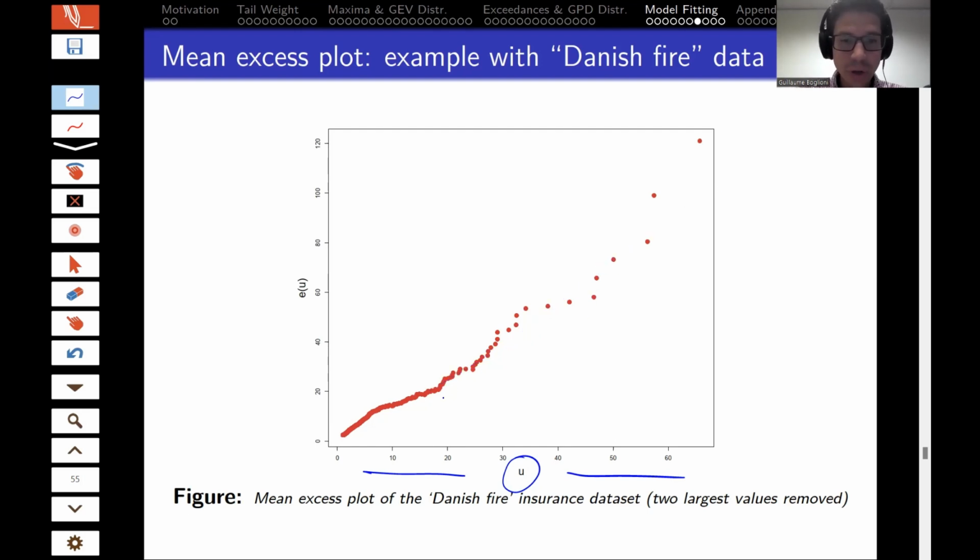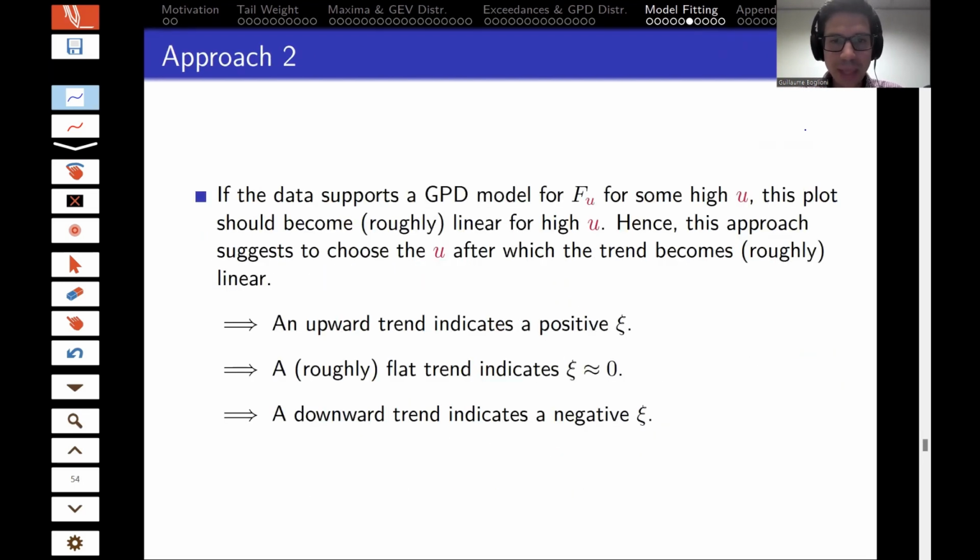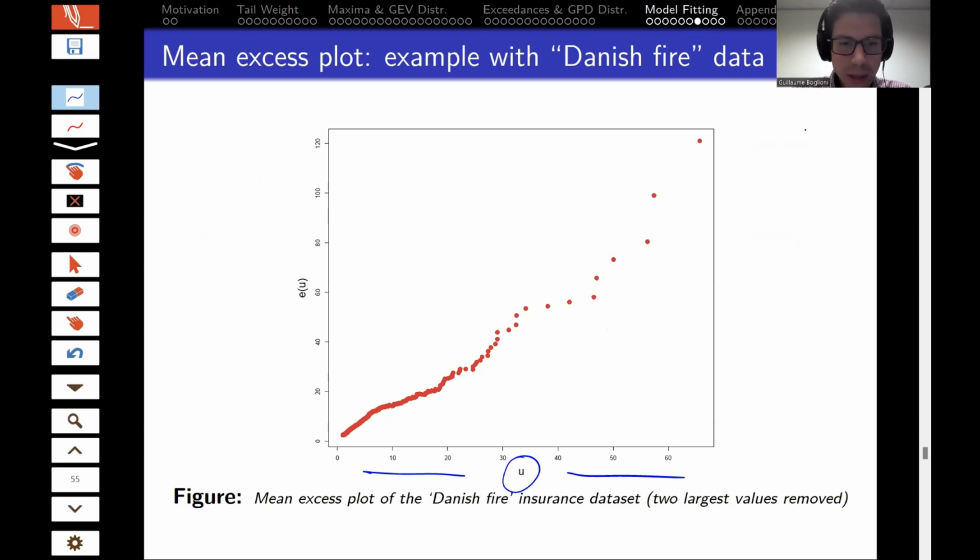Now, in this example, to be honest with you, it seems quite linear the whole way through. So it's not only after a high threshold that this is linear. However, if we needed to pick a threshold here, we would look carefully and see that it's a bit flat here. There's a flattening out of the initial trend, which seems to be linear, and then after that it seems to shoot upwards linearly, consistently.